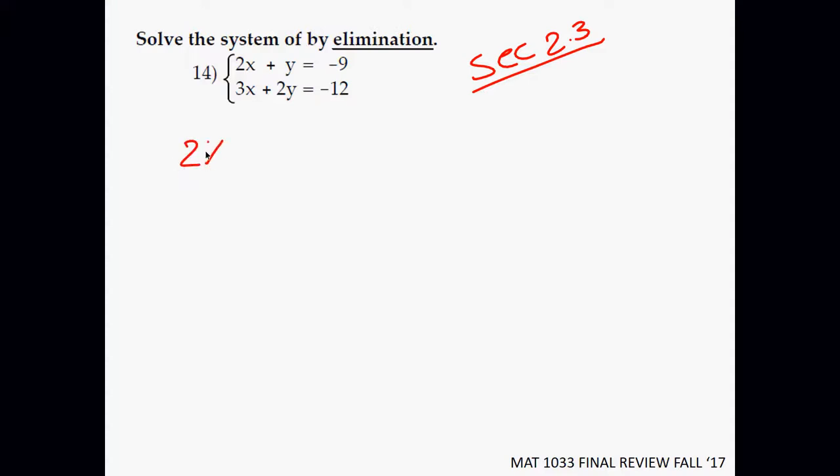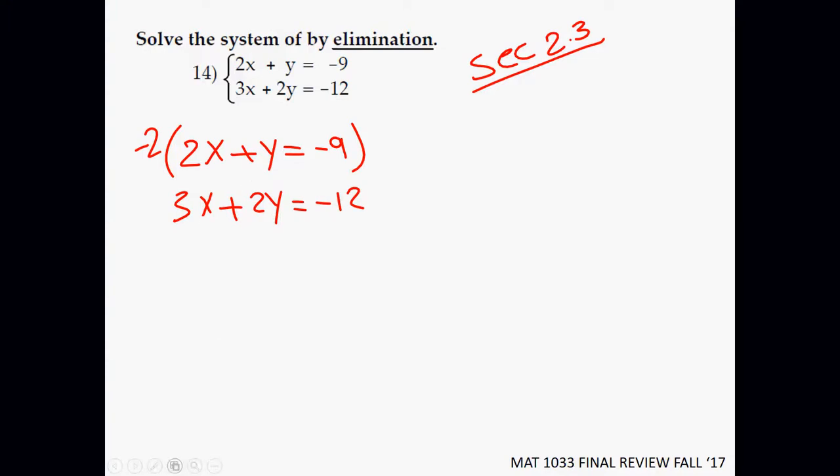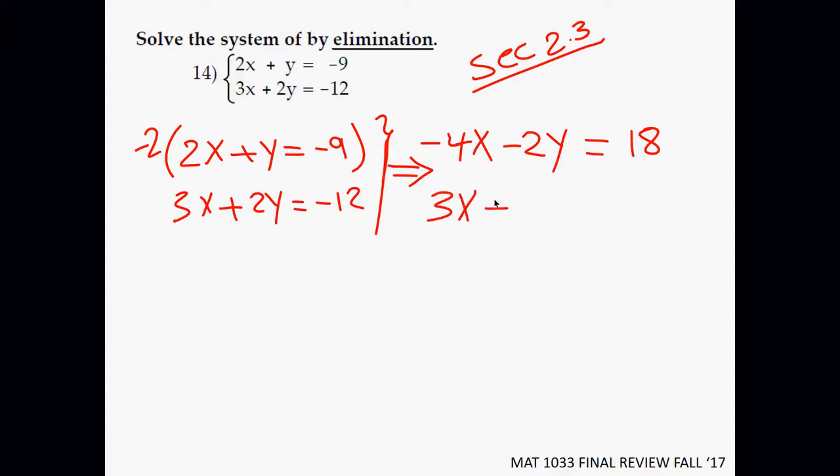So to eliminate y, we would like to multiply the first equation by negative 2. So we get negative 2y, and with the plus 2y, it will cancel out. So let's see how the system will look now. We get negative 4x for the first one, negative 2y equals negative 2 times negative 9, which will be positive 18. The second equation will stay as is. We do not do anything with it. Plus 2y equals negative 12.